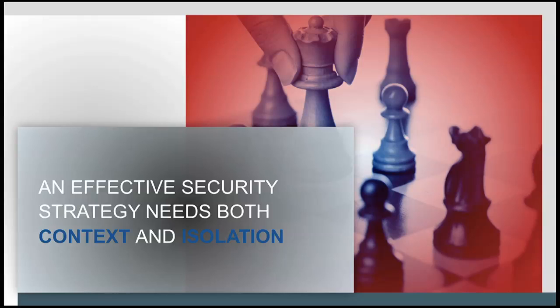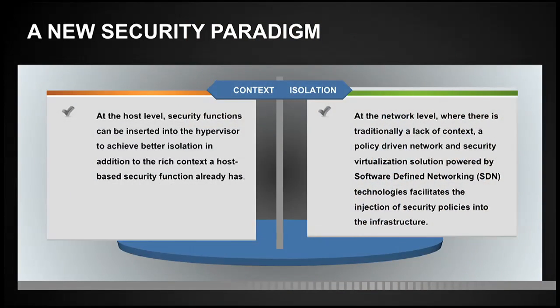So we argue that in the era of virtualization and cloud, we actually have all the conditions that we can do security much better. We can have security that knows both the context and also has very good isolation. So what do I mean by that? At the host level, with server virtualization, you have a hypervisor layer that's separated from your application environment, which is running in your virtual machines. So the security that's implemented in the hypervisor layer has very good isolation, and because it's on the host, it already has very good application context.